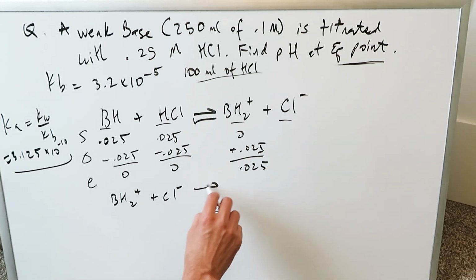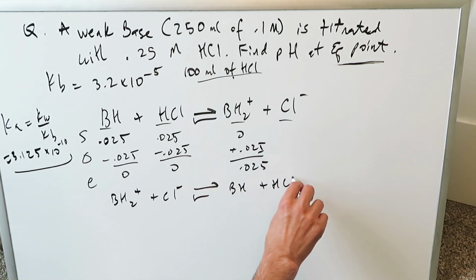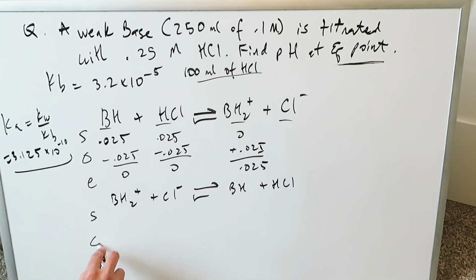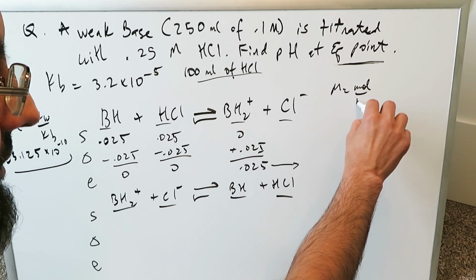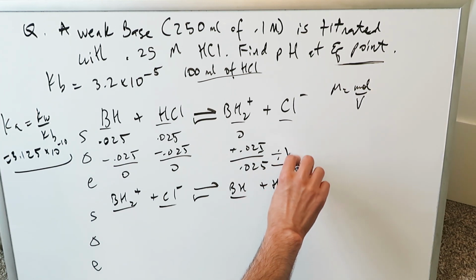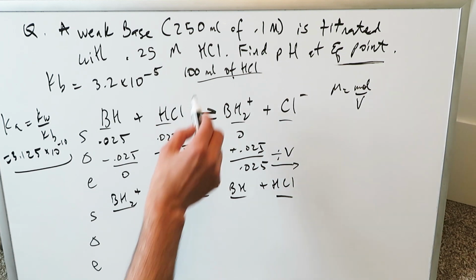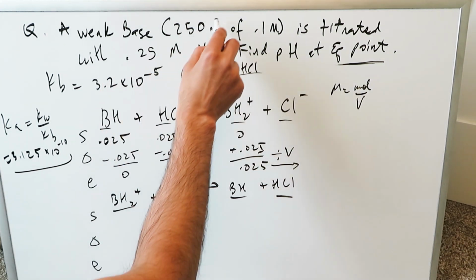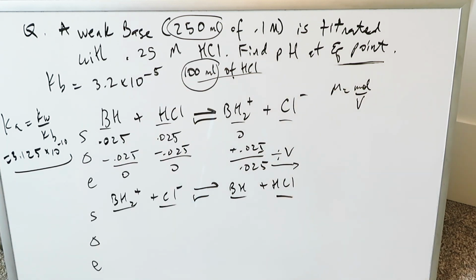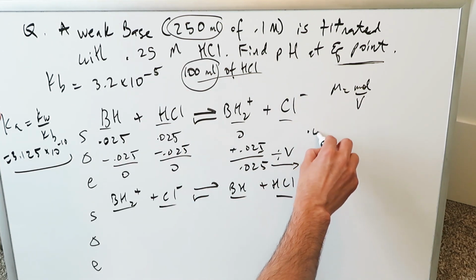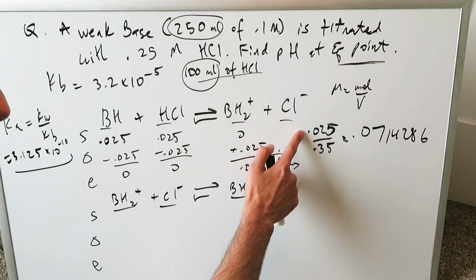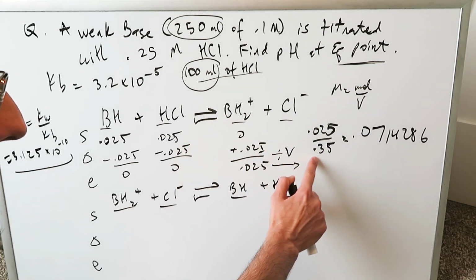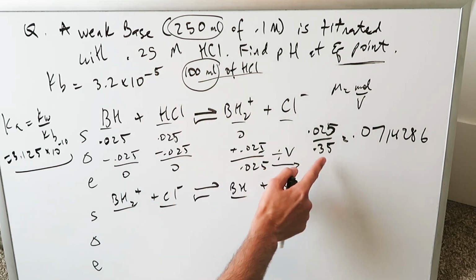The reverse reaction: you have BH plus, your conjugate acid, going to B and H plus. Here you have a start, change, and end. What are you going to put over here? Now you want to put molarity here. I have moles. You know molarity is equal to moles over volume. If I divide this by my volume figure, I'll get my molarity. What is my volume figure? Well, we have 100 milliliters at equivalence point, and we have 250 milliliters. We have 350 milliliters, which is 0.35 liters. So you'll take this 0.025, which is your moles of this conjugate acid, divided by the total volume of the system, 100 plus 250, which is 0.35 liters.